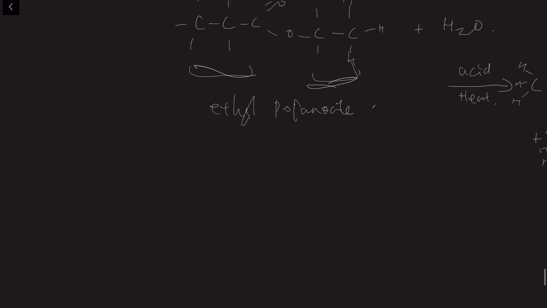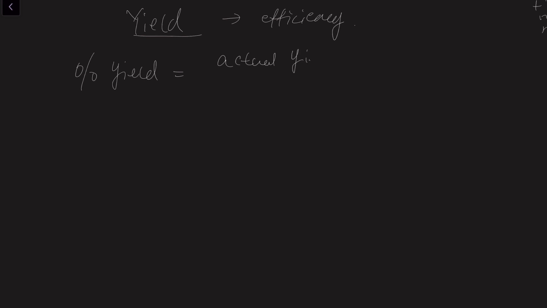So now coming back to the last topic I want to discuss, which is yield. So yield is a measurement of efficiency of your chemical reaction. So we always use the percentage yield, which is defined as the actual yield divided by the theoretical yield. So this is what you get, this is what you expect, times 100.